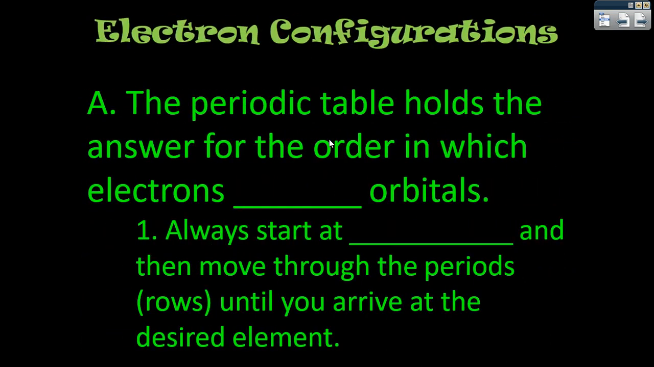And then finally, and you've been seeing me do this already, keep in mind that the periodic table holds the answer for the order in which electrons fill orbitals. And I encourage you to use it on all tests. Always start with hydrogen and recognize that you're starting at the first main energy level and move through the periods until you arrive at the desired element, keeping in mind that those periods or rows are the energy levels.